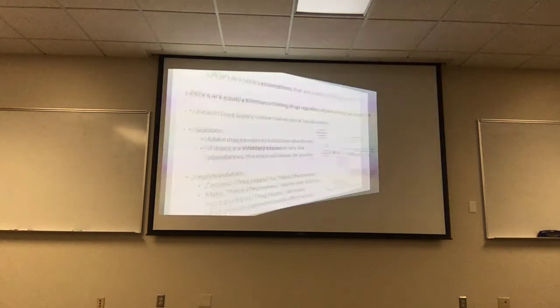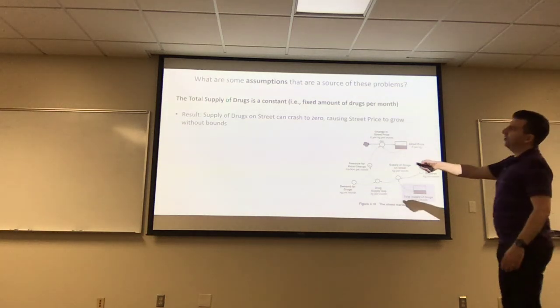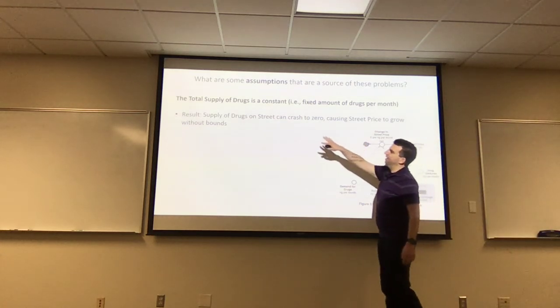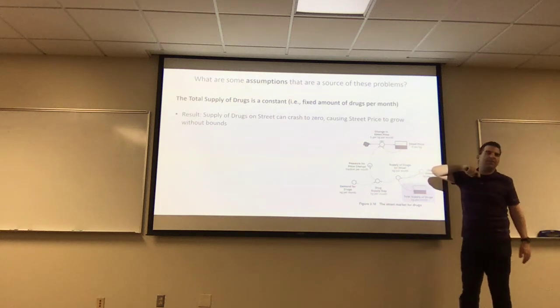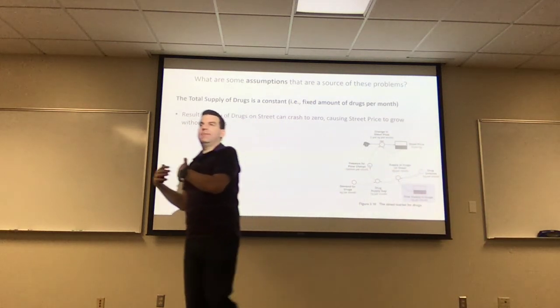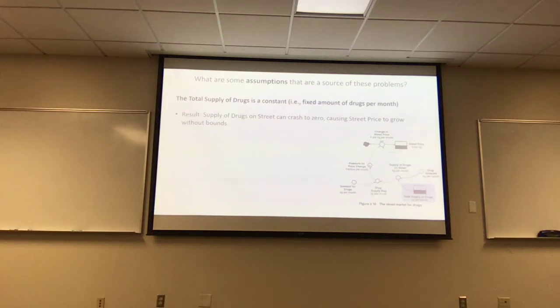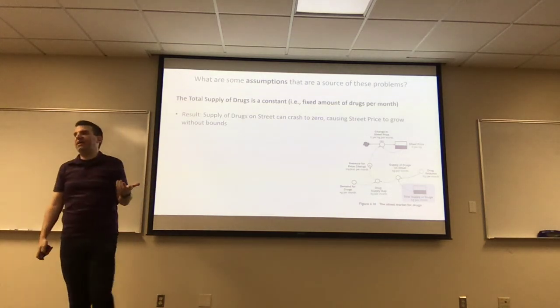Okay, so the other problem we have is that we say the total supply of drugs is constant. So there's a fixed amount of drugs per month, and once you take all of the drugs off of the street in a city, they become infinitely elusive, and the price for any little bit that might be left over is going to skyrocket. So the supply of drugs can crash to 0, causing street price to grow without bounds.